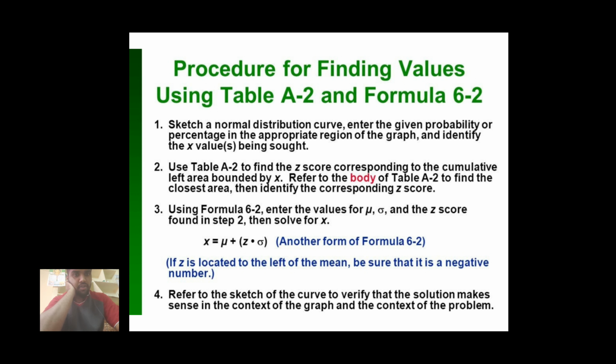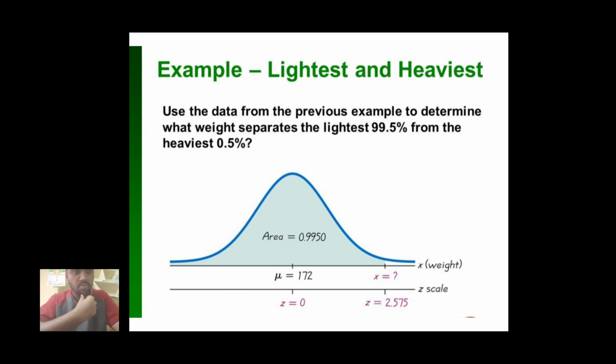Using the formula, enter the values for mu, sigma, and the z score found in step 2. Then solve for x. Refer to the sketch of the curve to verify that the solution makes sense in the context of the graph and the content of the problem. Here x is equal to mu plus z times sigma, another formula for 6-2.